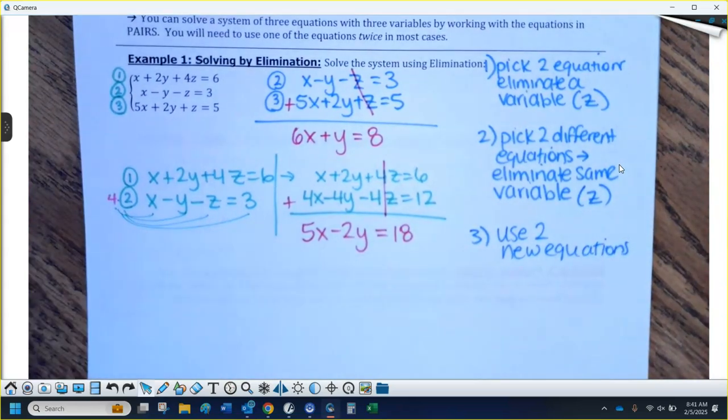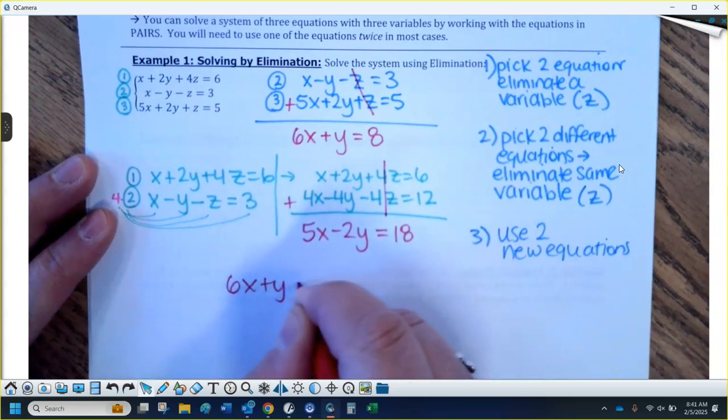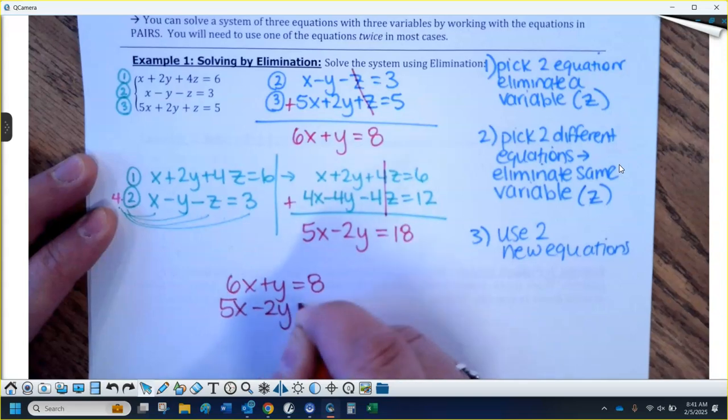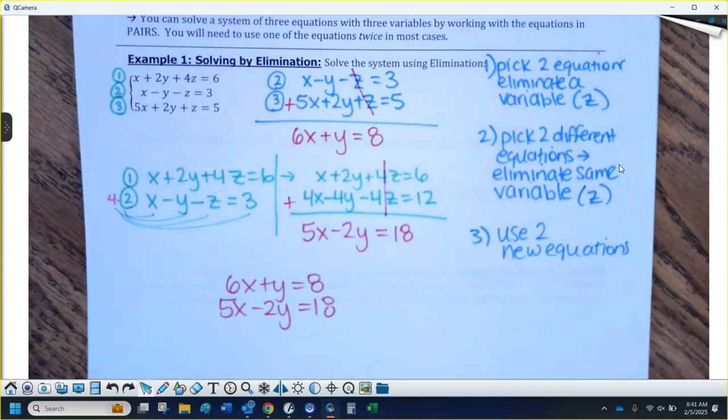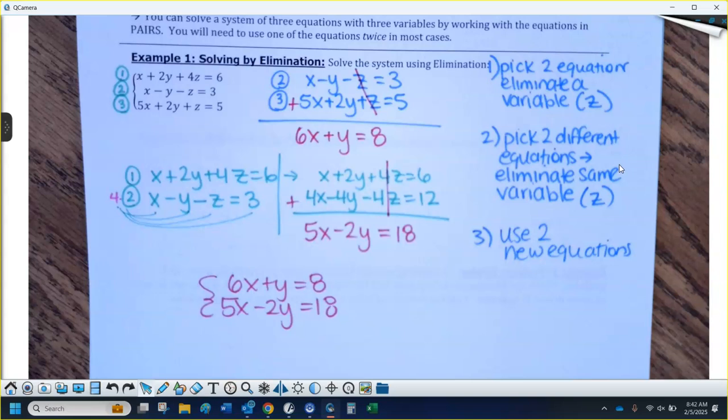So my two new equations are 6x plus y equals 8, and 5x minus 2y equals 18. Basically, those first two steps took the system from three equations with three variables. Now I have a system that has two equations with the same two variables. So then this turns into what we've been doing for the whole first half of the unit.